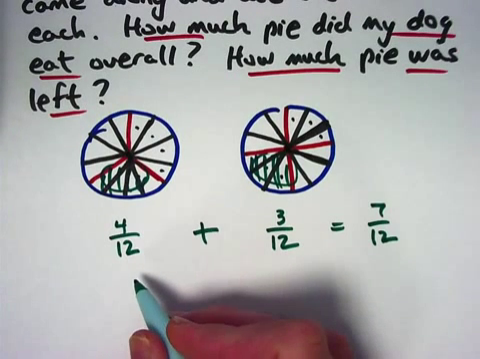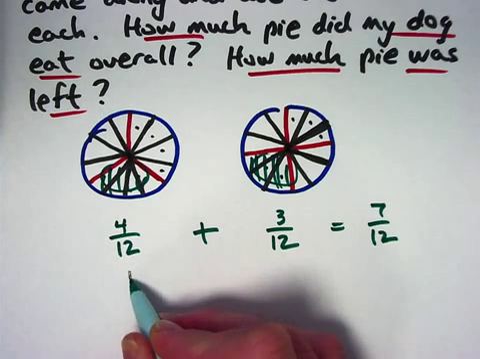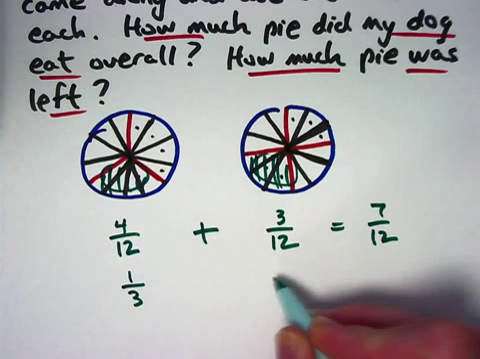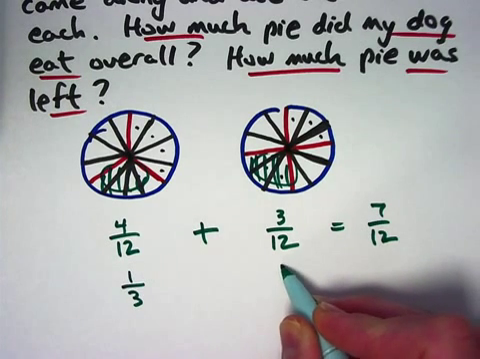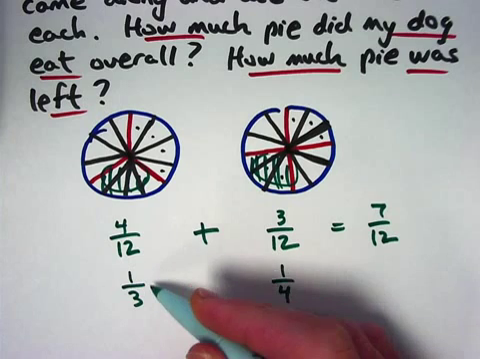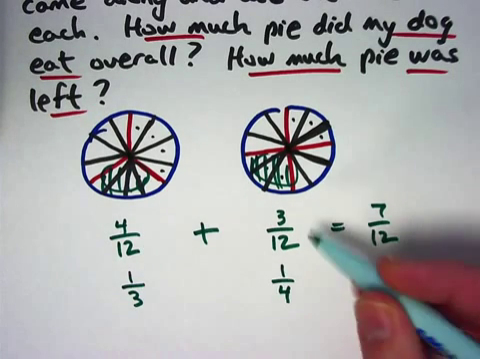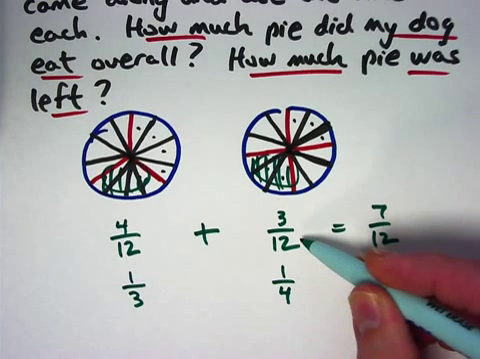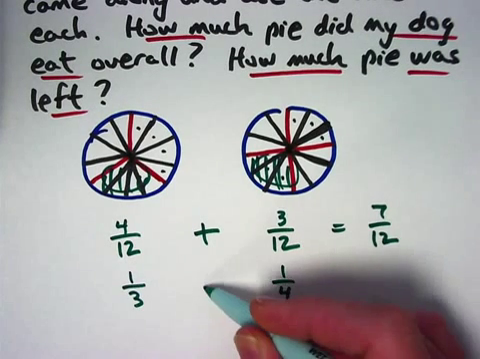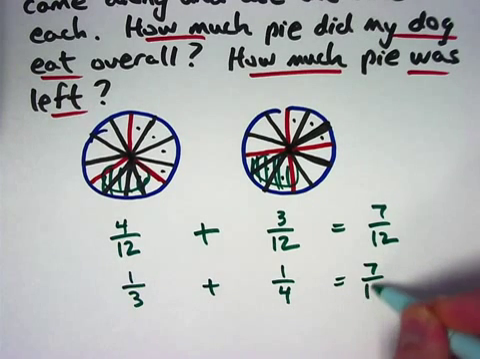In terms of the initial fractions, the initial cutting, over here the dog initially ate 1 out of the 3 pieces. Over here the dog initially ate 1 out of the 4 pieces. It's the same amount of pie. 1/3 is equivalent to 4/12. These fractions represent the same amount of pie. 1/4 is equivalent to 3/12. So because of that, 1/3 plus 1/4 is also 7/12.